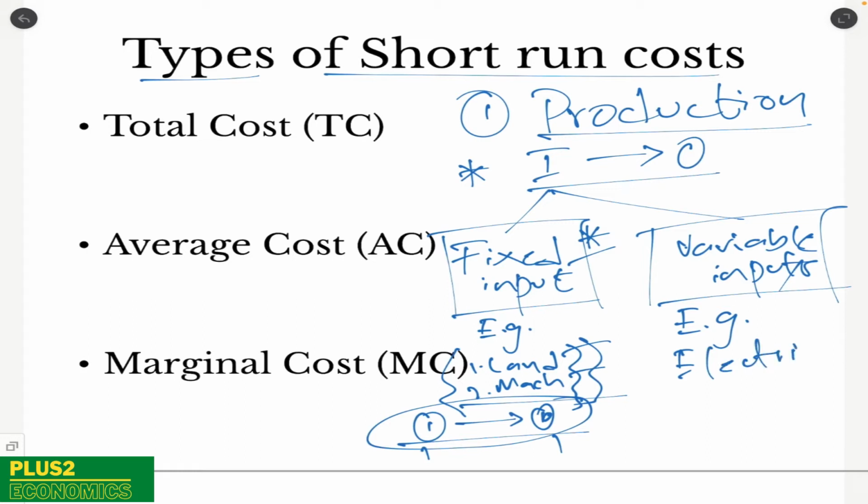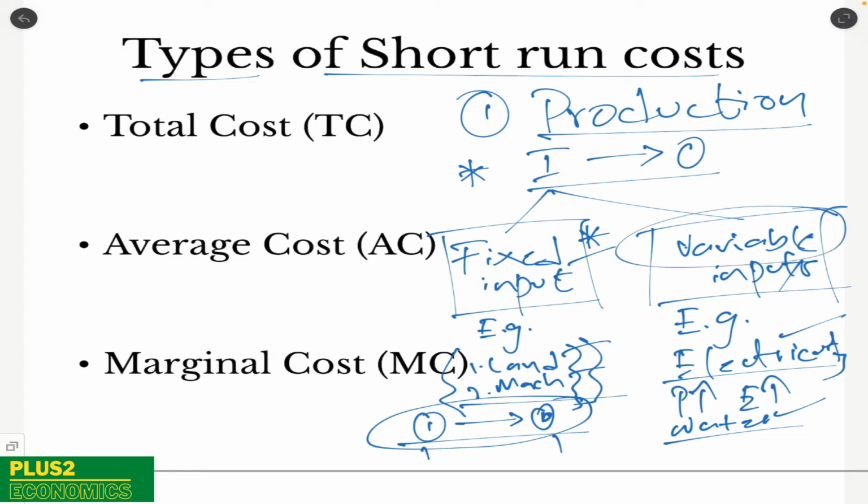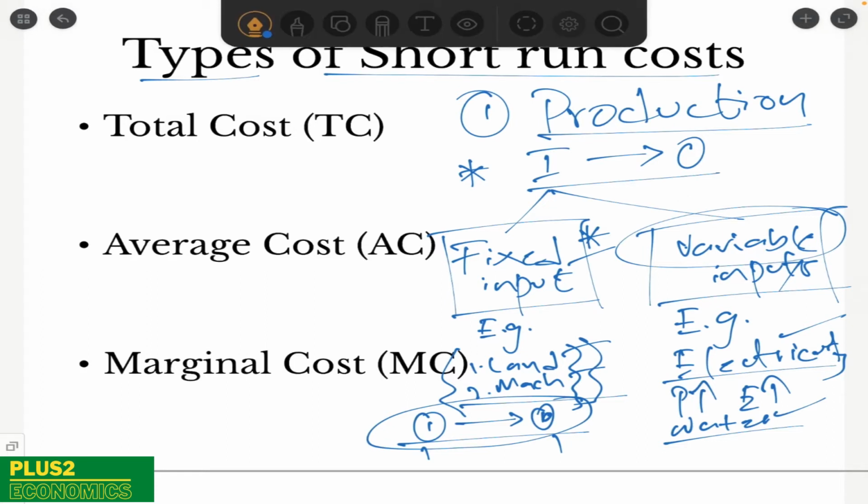Can we take some example? Example can be, say, electricity. Now what happens with electricity is, if the production increases, automatically electricity consumption increases. Same holds good with, say, water. Maybe water is required for production. So higher the production, greater is the consumption of water. Lower the production, lower is the consumption of electricity, lower is the consumption of water. That's why it is called variable. The meaning of the word variable is it keeps changing.